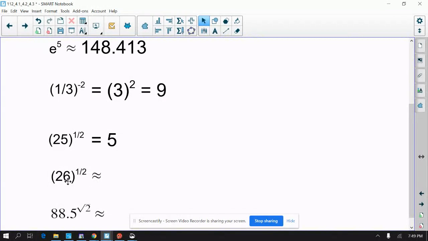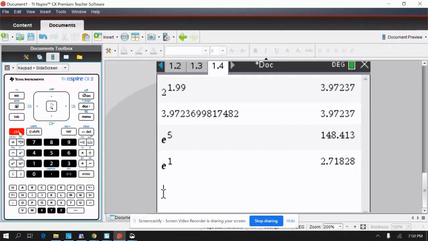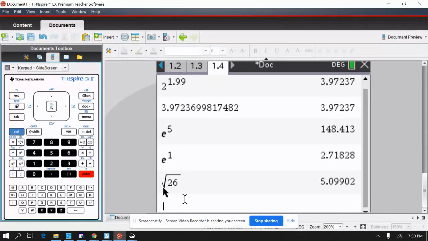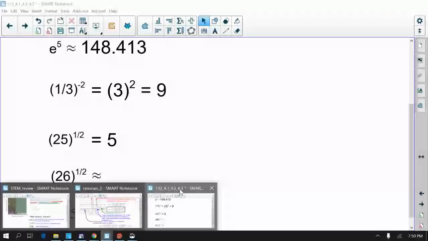This one, 26 to the 1/2, well, that's the square root of 26. So back to the calculator. The square root of 26, bigger than 5, but not much. 5.099.